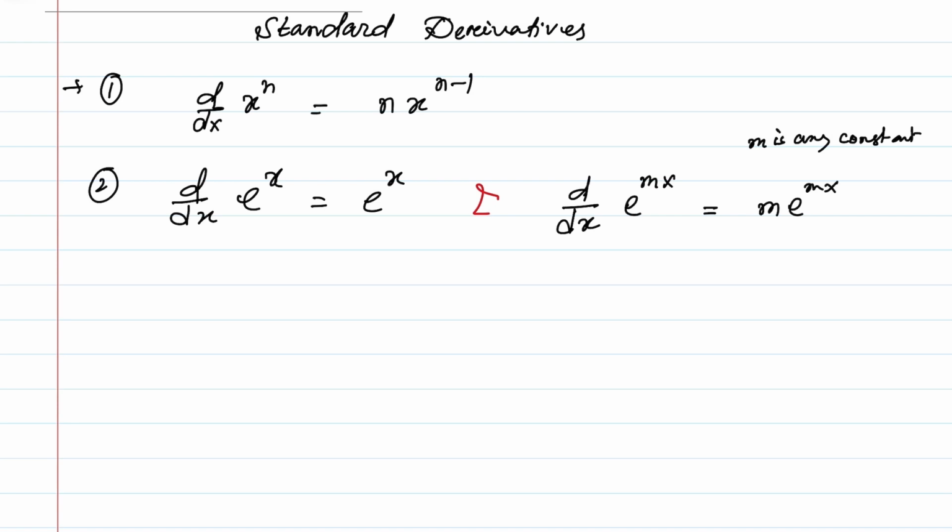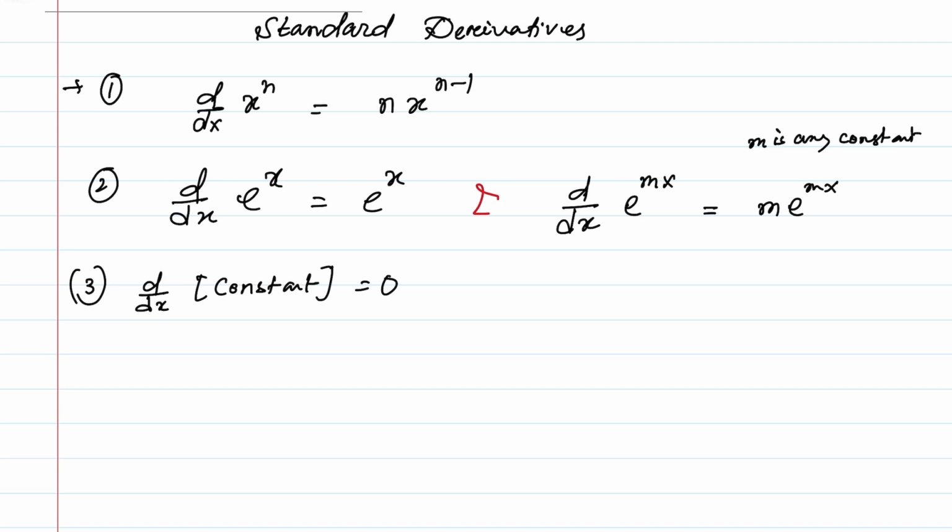And one more thing, differentiation of any constant is always 0. Number 3, ddx of, or derivative of a constant, only constant, that is always 0. Remember that also, that's also very important. Now we have taken exponential function.